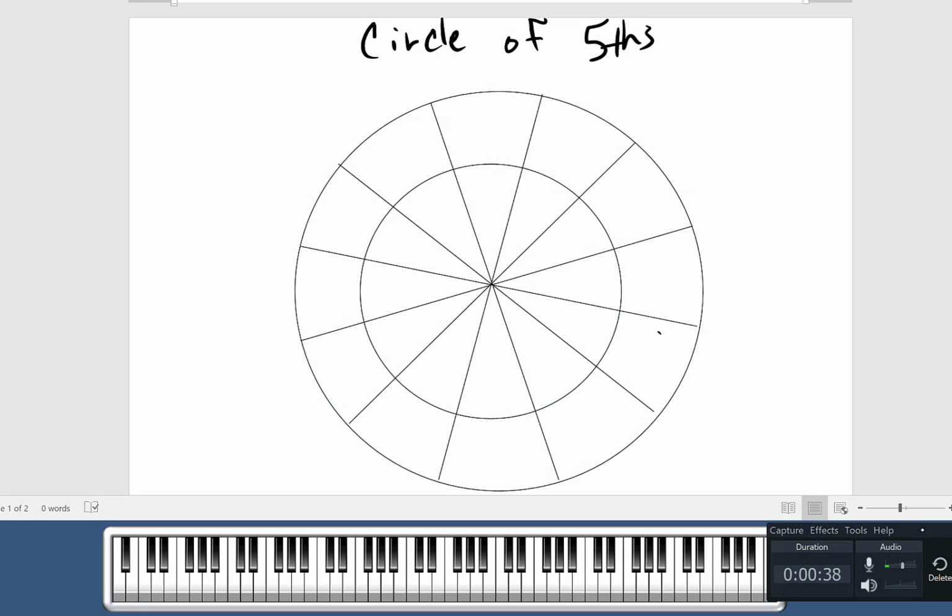Alright, so now we're going to talk about the circle of fifths. The circle of fifths is a device to help us remember key signatures and a lot of other things. The key signatures help us really define and know exactly what notes are in all the different major scales. There are 12 spots on the circle.